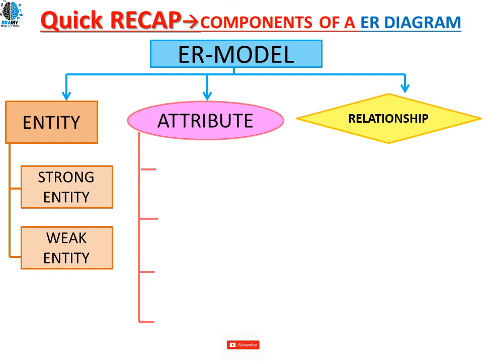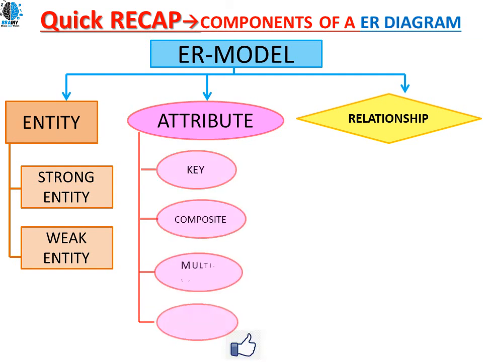Next we have attributes. In attributes we have key attribute, composite attribute, multi-valued attribute, derived attribute. What's the key attribute? Key attribute is nothing but a primary key attribute. Next, composite attribute is a combination of some other attributes such as address. Address is a combination of street, door number, locality, district, state, country, like this. So address will be a composite attribute. Multi-valued attribute is nothing but a phone number. A person can have multiple phone numbers. Derived attribute is an age. On the basis of date of birth, we can derive the age.